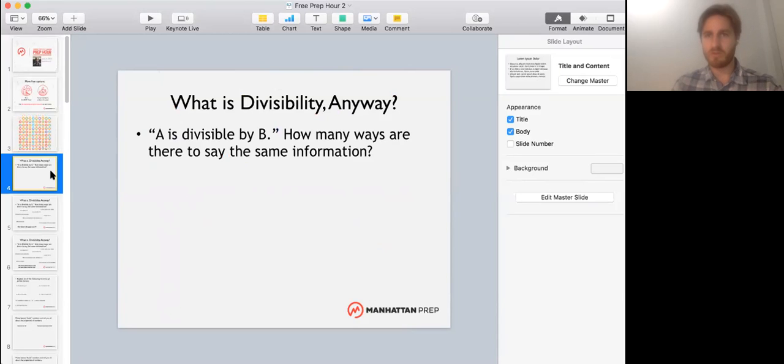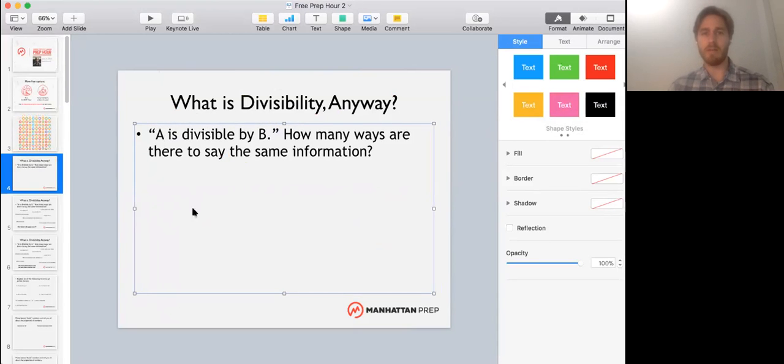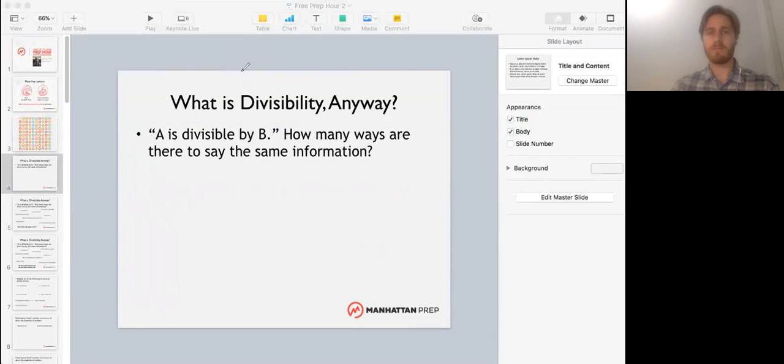How many ways, question for you all, how many ways can you say that exact same information, that A is divisible by B? If you can think of another way to say the same thing, go ahead and list it. How would you say that A is divisible by B?